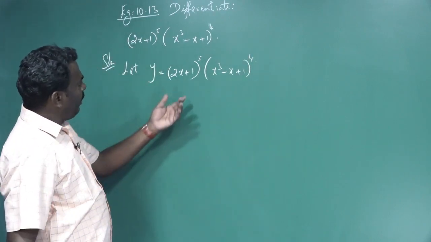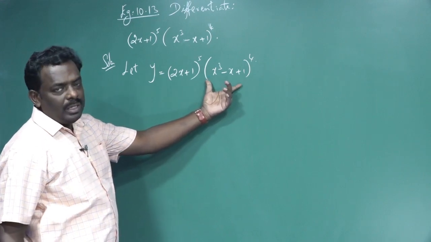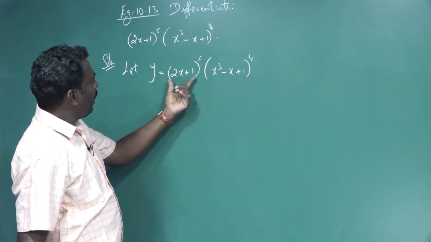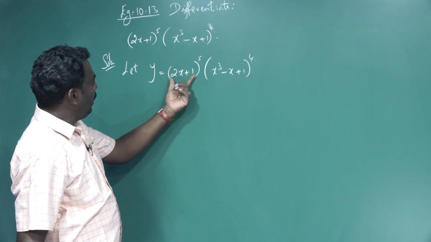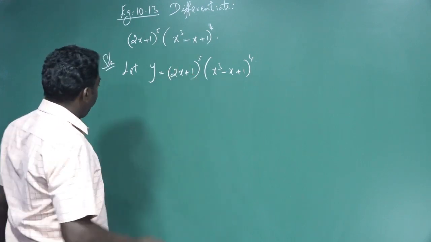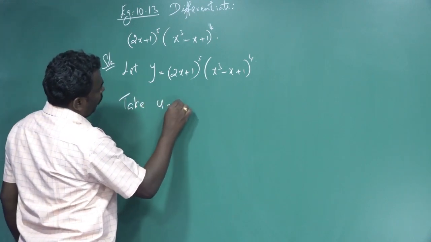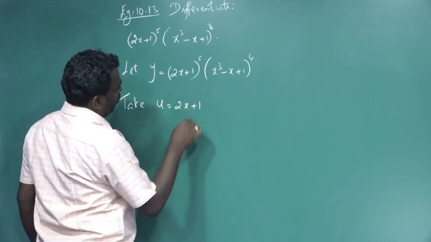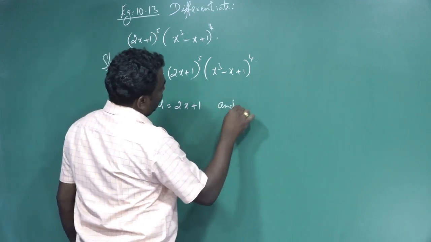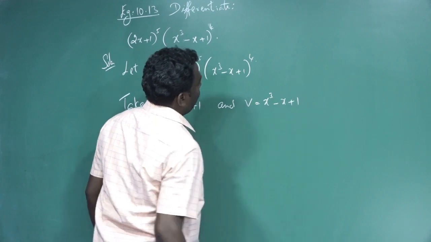Now directly we can apply the u into v method, but the derivatives get difficult. So applying substitution, take the terms within the brackets: the first one is called u, the second term is called v. Take u = 2x + 1 and v = x^3 − x + 1.